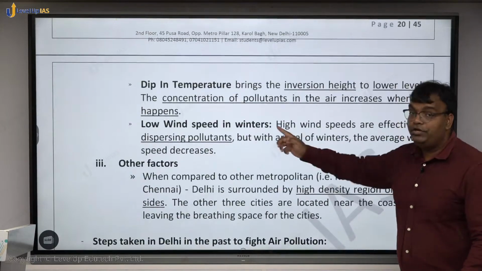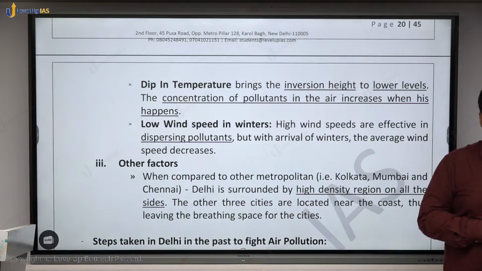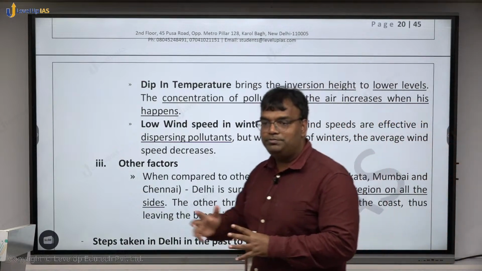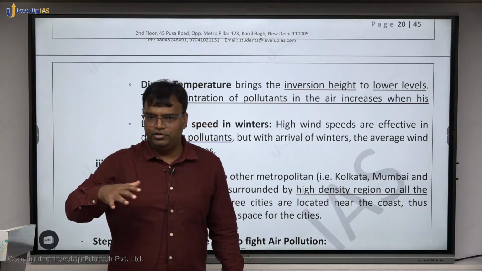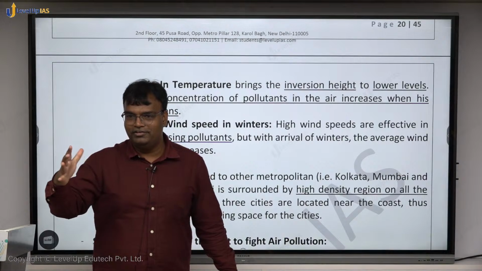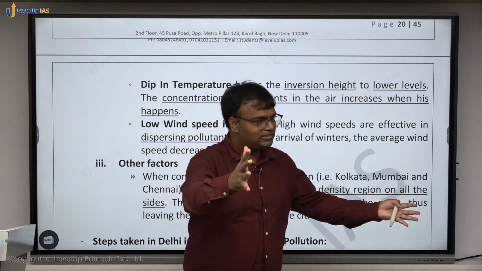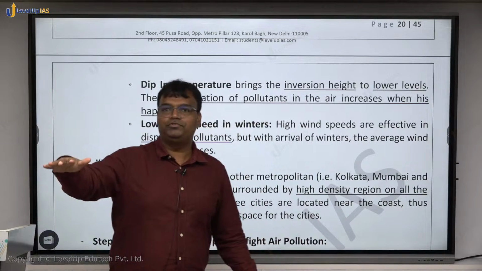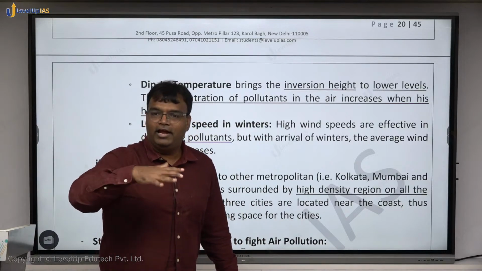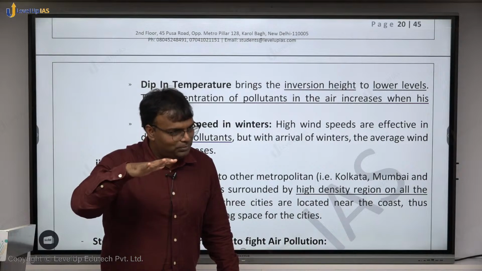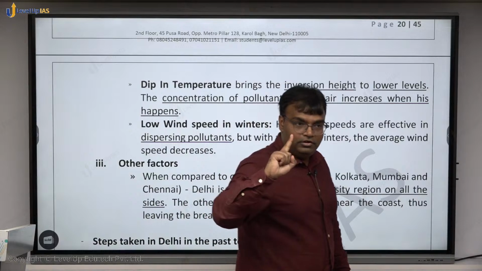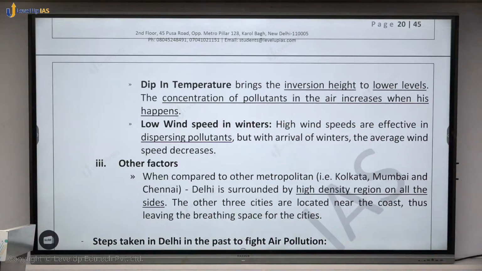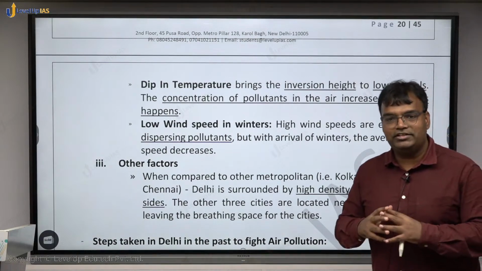Then low wind speed in winters. In summers, during monsoons, wind speed would be very high and the polluted, just imagine, let's say इस room में polluted air भरा हुआ है and high wind, heavy wind is blowing. Will all that polluted air disperse? But let's say this room is full of polluted air and no wind is blowing. Will all this pollution remain concentrated here? So low wind speed in winters also becomes a reason for high level of pollution remaining concentrated in Delhi.